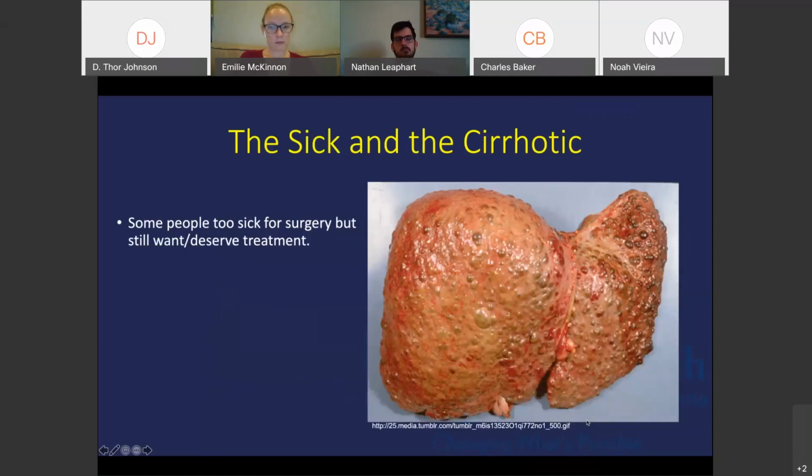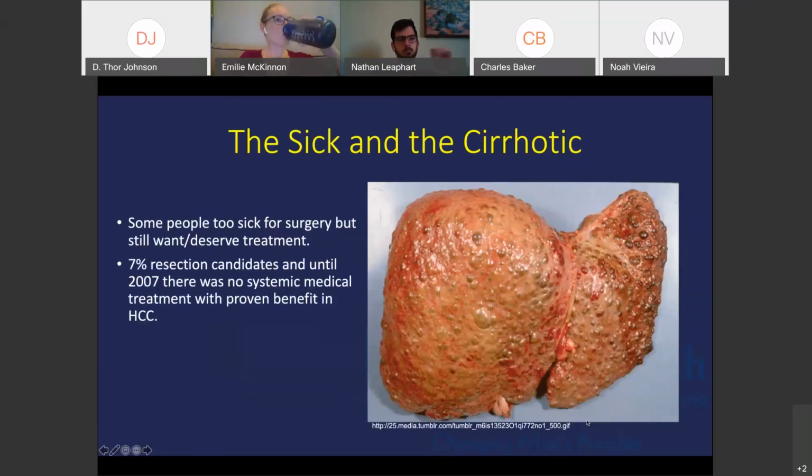And cirrhosis was a very interesting disease because these patients were too sick for surgery, but they still wanted treatment, but they wouldn't survive the surgery. Only 7% of candidates at the time were resection candidates. And there were no oncologic therapies for these patients. Until 2007, there were literally no chemos that showed any benefit against cirrhosis or against hepatocellular carcinoma.